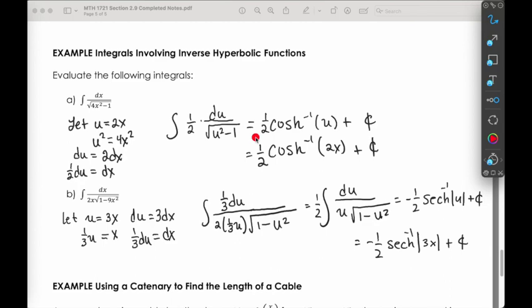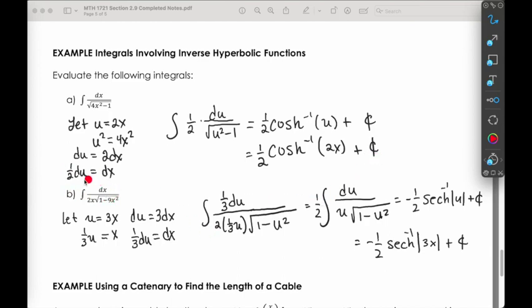Now I can use the integration rule that's above. So I have the 1/2 here. The integral of this is inverse hyperbolic cosine of u. And then, of course, I want to add in my constant. And then I have to go back in and substitute my u's for my x's. So my final answer is going to be 1/2 hyperbolic cosine inverse of 2x plus my constant.